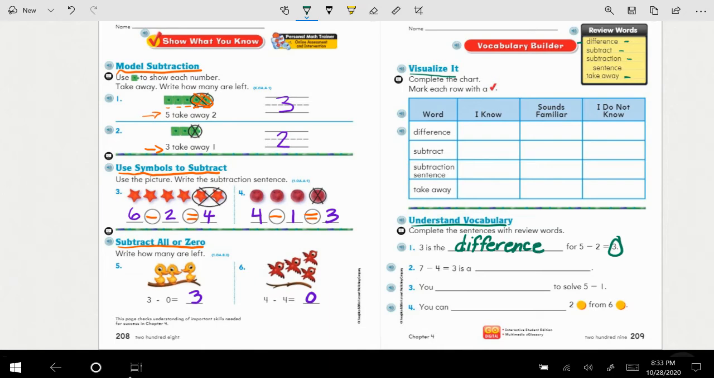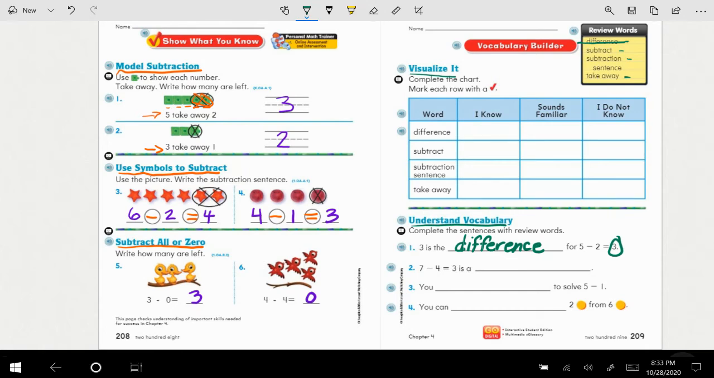We can just spell it straight here from our yellow box and put it in that sentence. 3 is the difference for 5 minus 2 equals 3. The difference between 5 and 2 is 3. There are 3 jumps between 5 and 2. That's how they are different from each other on the number line.